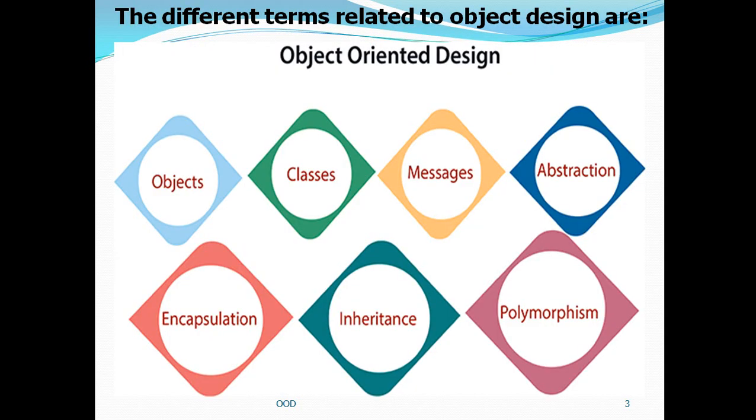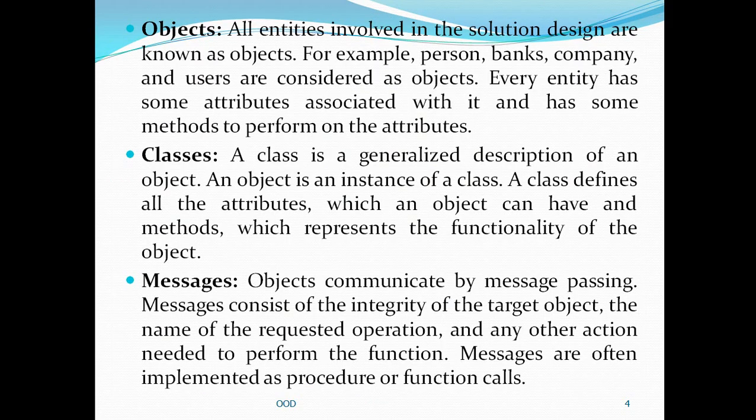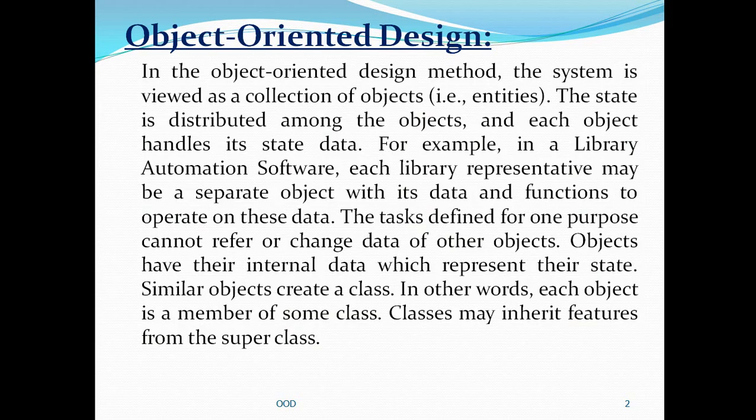So these are the different terms related to object oriented design. Before that, once again we see the advantages. There are five advantages in object oriented design. The first one is reuse of objects. An object can be used whenever and wherever necessary in the system.